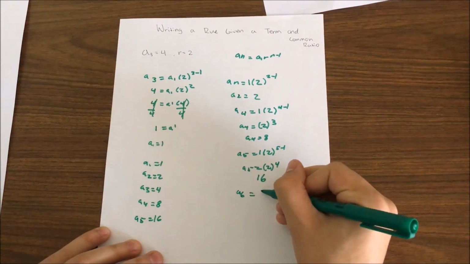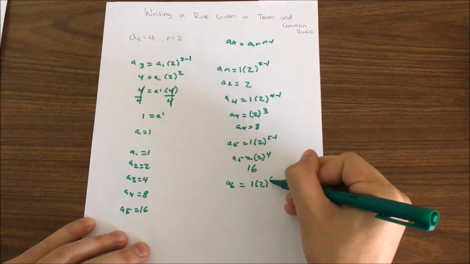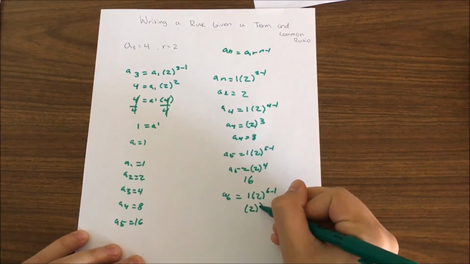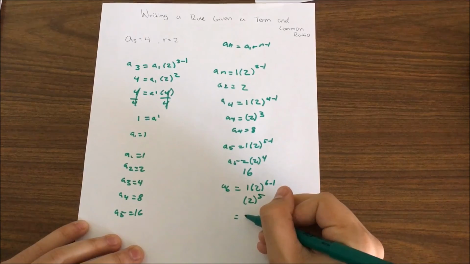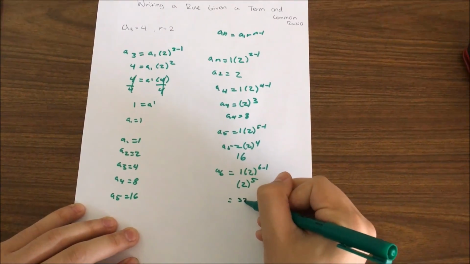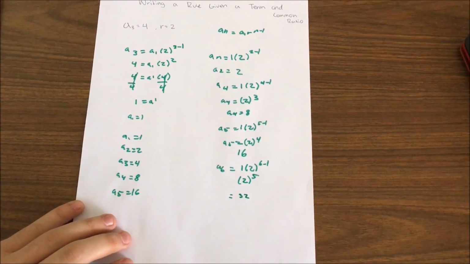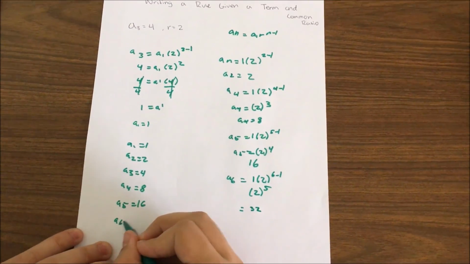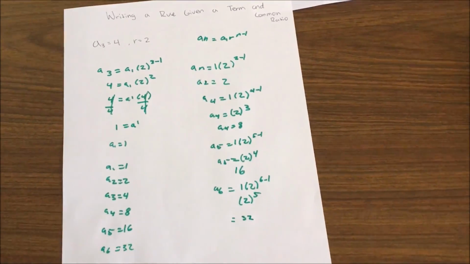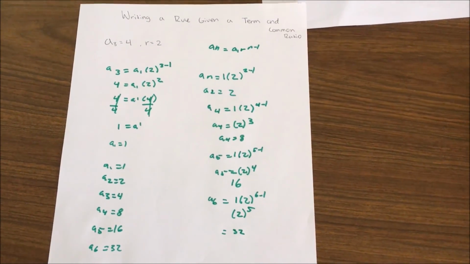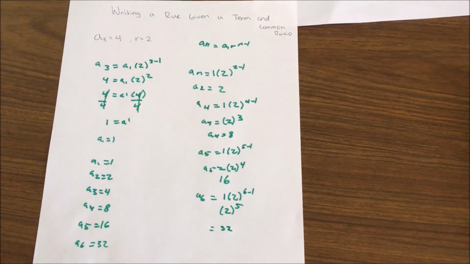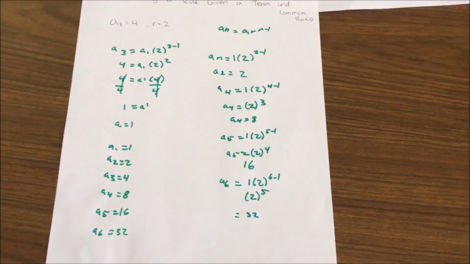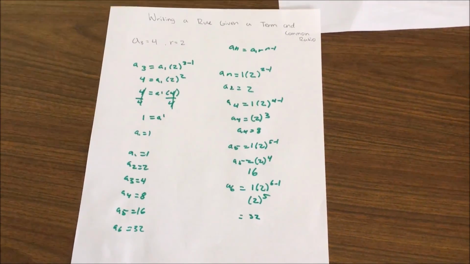A6 equals 1 times 2 to the 6 minus 1. That's going to give us 2 to the 5th, which is going to give us 32. And that gives us our 6th term. So A1 is 1, A2 is 2, A3 is 4, A4 is 8, A5 is 16, A6 is 32. Now we're going to have to graph all of the terms, and this is what it looks like graphed.